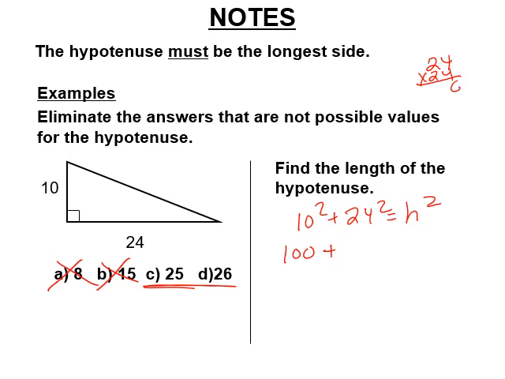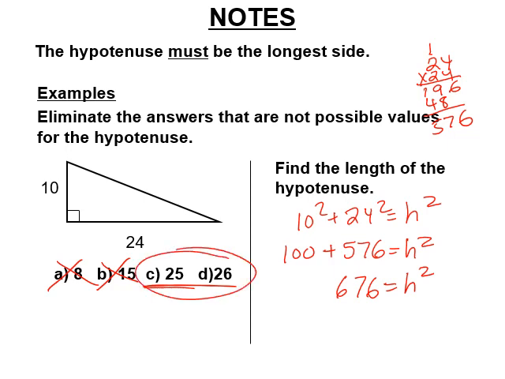Not that hard to do. We have to do the square root of 676. But I gave you a hint. The answer is either 25 or 26.